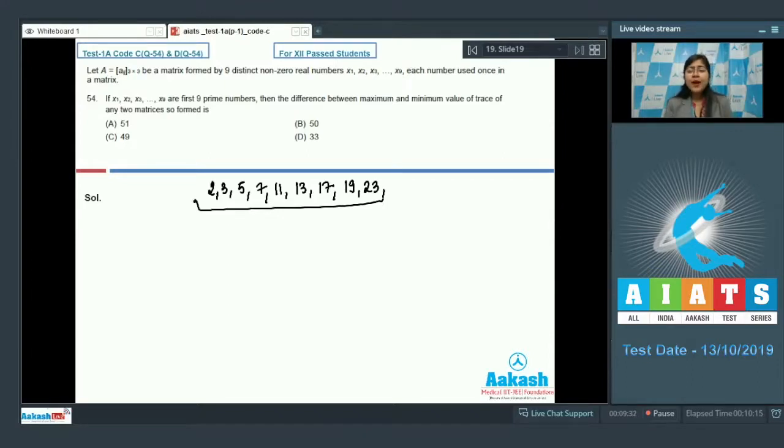So to find the maximum value of the trace on the diagonal elements, we will keep these 3 elements, and for minimum value of trace on the diagonal elements we will keep these 3 elements. So we have to find the difference of those two, that is 17 plus 19 plus 23 minus 2 plus 3 plus 5. So this will be equal to 49. So correct answer will be option number C.